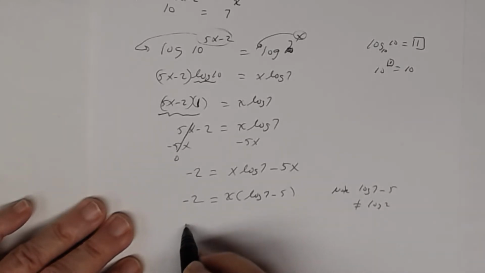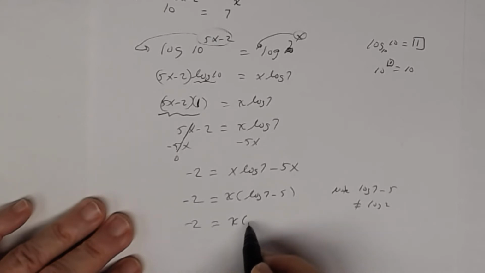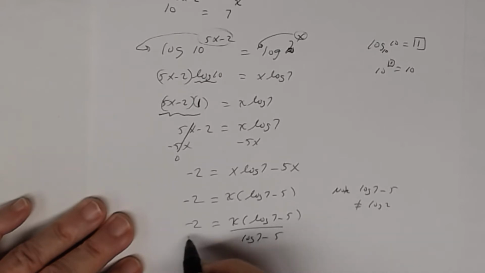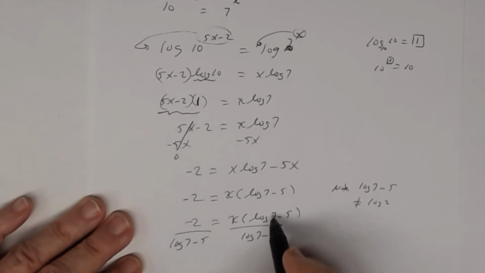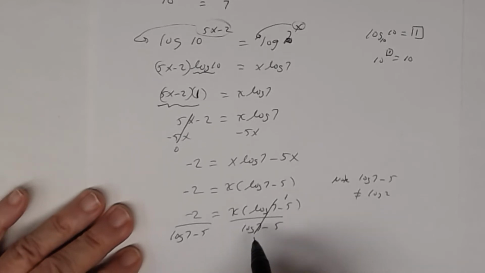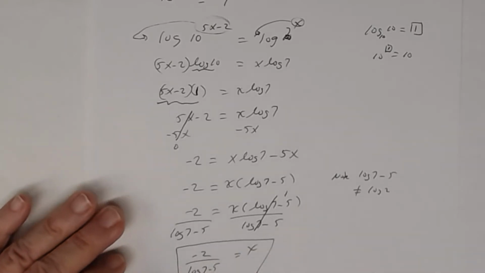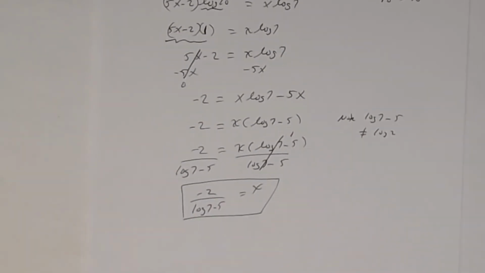All right, so let me go ahead and just rewrite this over. I'm going to divide both sides by the log of 7 minus 5 in both cases. And notice that these two factors divide out. You get 1. x times 1 is x. And there is your exact answer: -2 divided by the log of 7 minus 5.